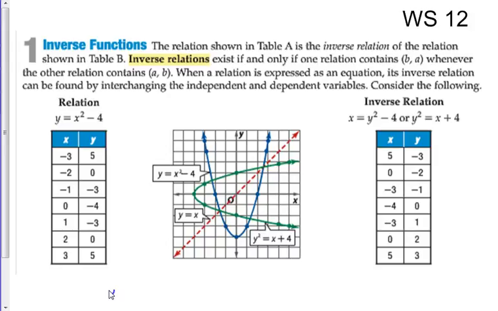Okay, so if we have an original function f of x and we have its inverse function, the domain of the original becomes the range of the inverse, and the range of the original becomes the domain of the inverse, because you are flipping the x and y values.